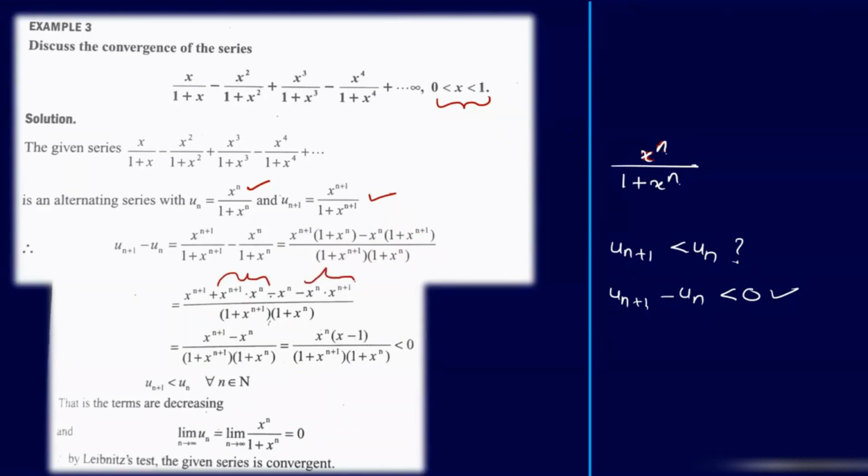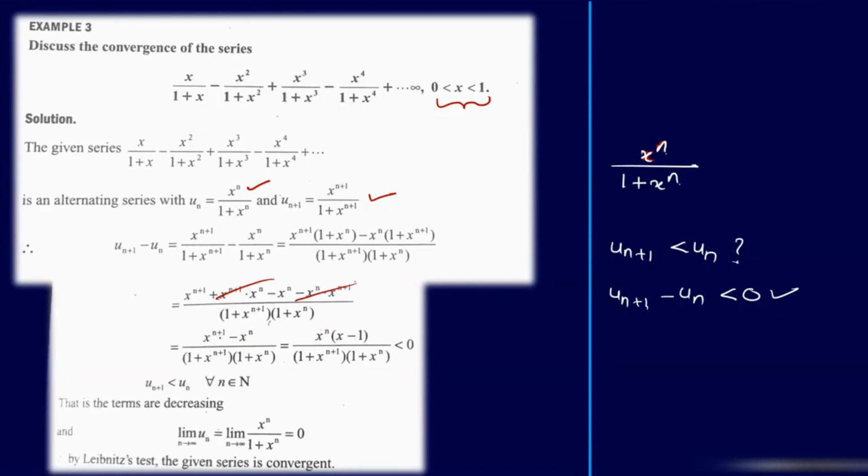These two are absolutely the same, you see. We have the same term, x power n into x power n plus 1, but the signs are different. Since their signs are different, we can just cancel these two terms. So then what remains? x power n plus 1 minus x to the power of n, and of course the denominator is quite the same.